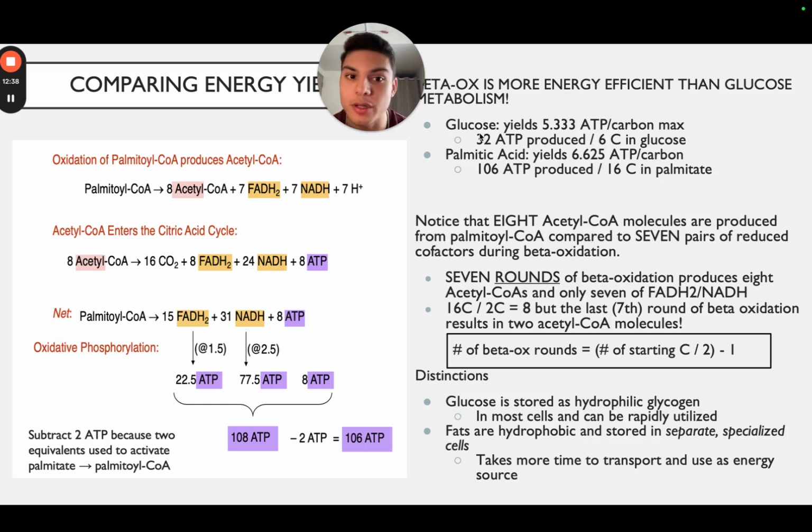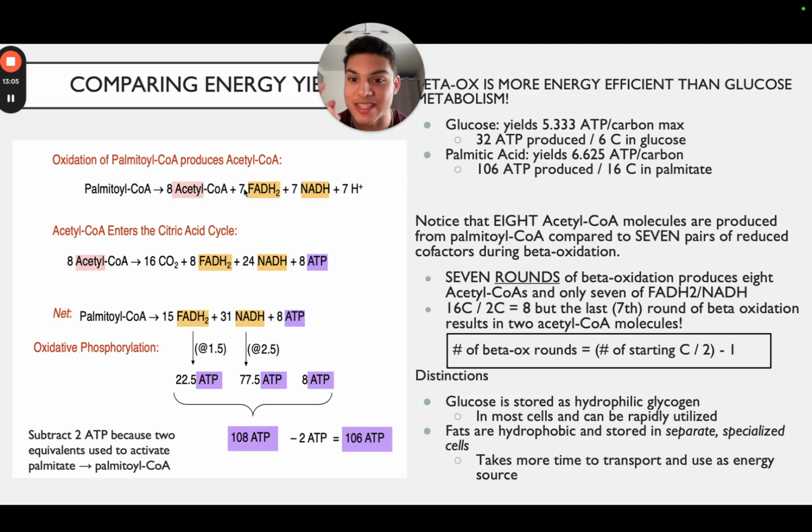So glucose yields 5.33 ATPs per carbon max, and that has to do with 32 ATPs produced per 6 carbons in the glucose molecule when you start it. And palmitic acid, which is just the 16 carbon fatty acid chain, ends up generating 6.625 ATP per carbon. That's because we produce 106 ATP from 16 carbons in the palmitate. And so you may ask, well, where's 106?